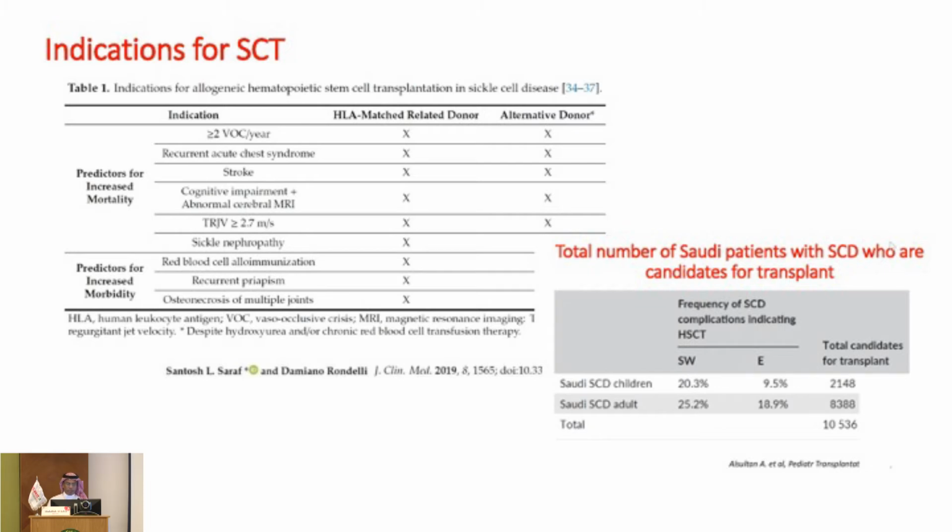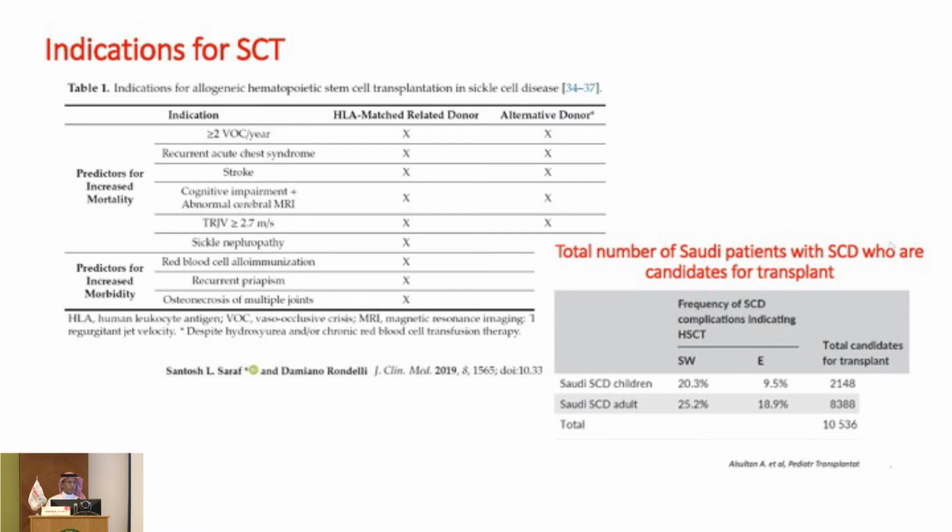Now, as Dr. Isa mentioned, the ASH recommendation is that any symptomatic patient with sickle cell can be transplanted to prevent further complications later in life, because sickle cell disease is a progressive disease. As these patients grow, they develop organ dysfunction and they're likely to have a shorter lifespan. In Saudi Arabia, it's probably more than 10,000 patients who are in need of transplant if we are going to transplant them. However, we have limited capacity to accommodate these patients.